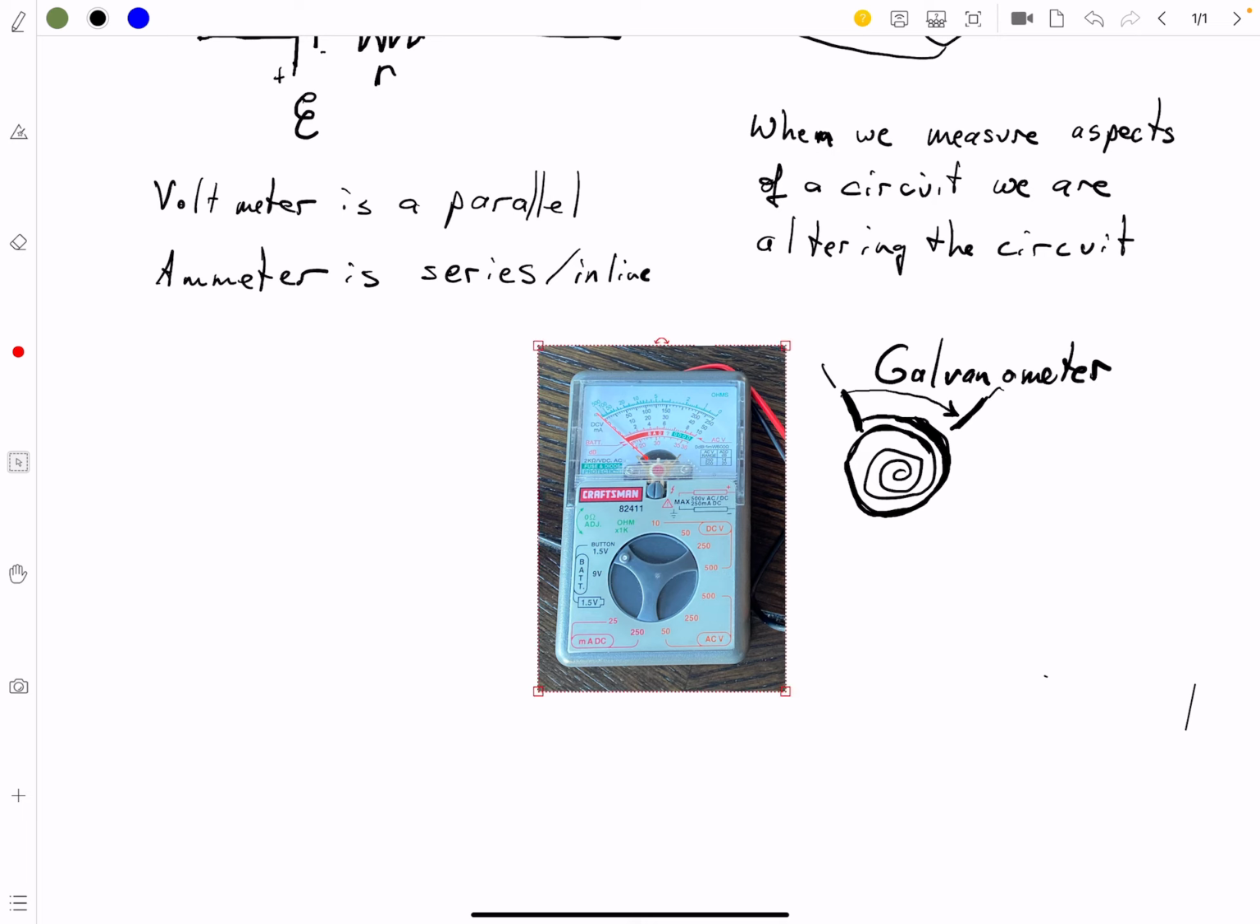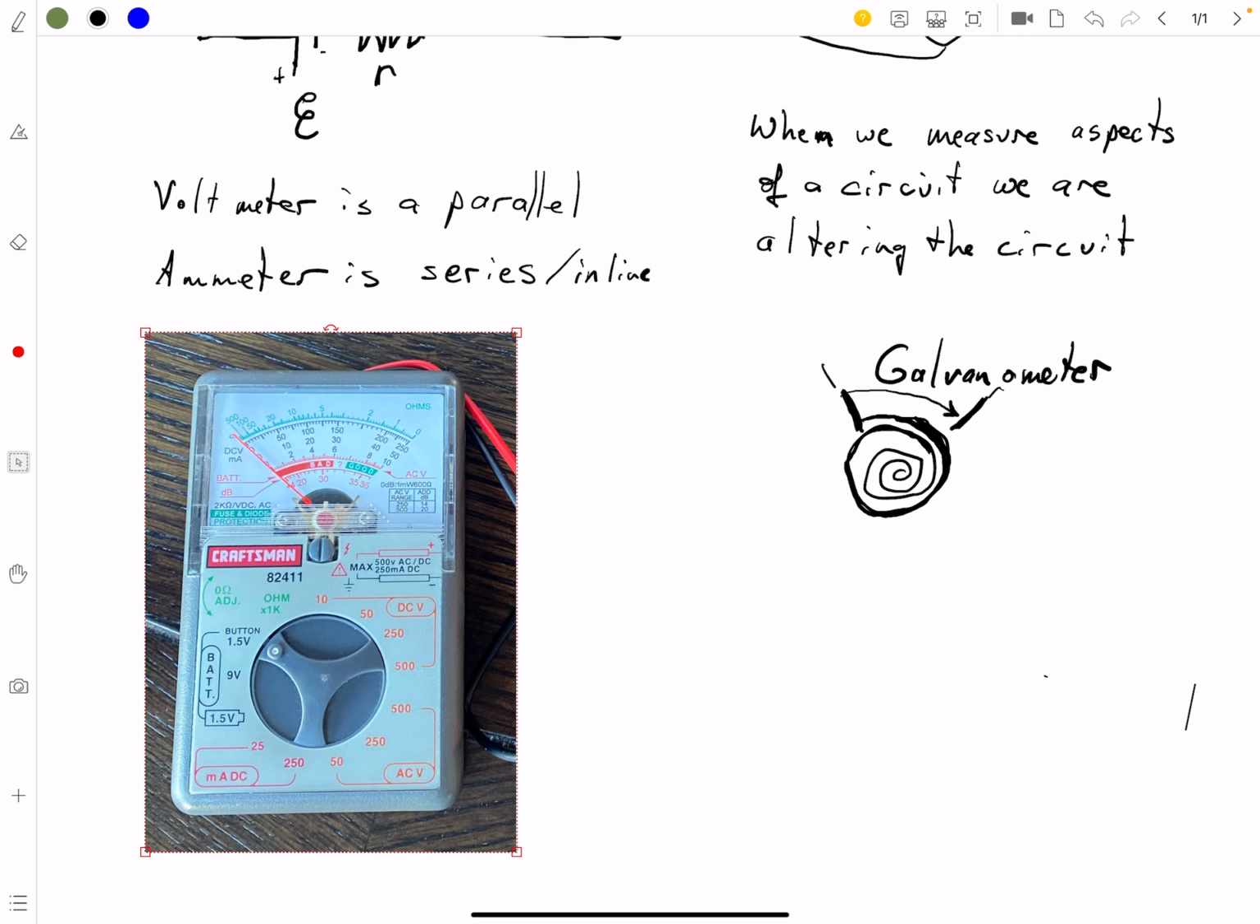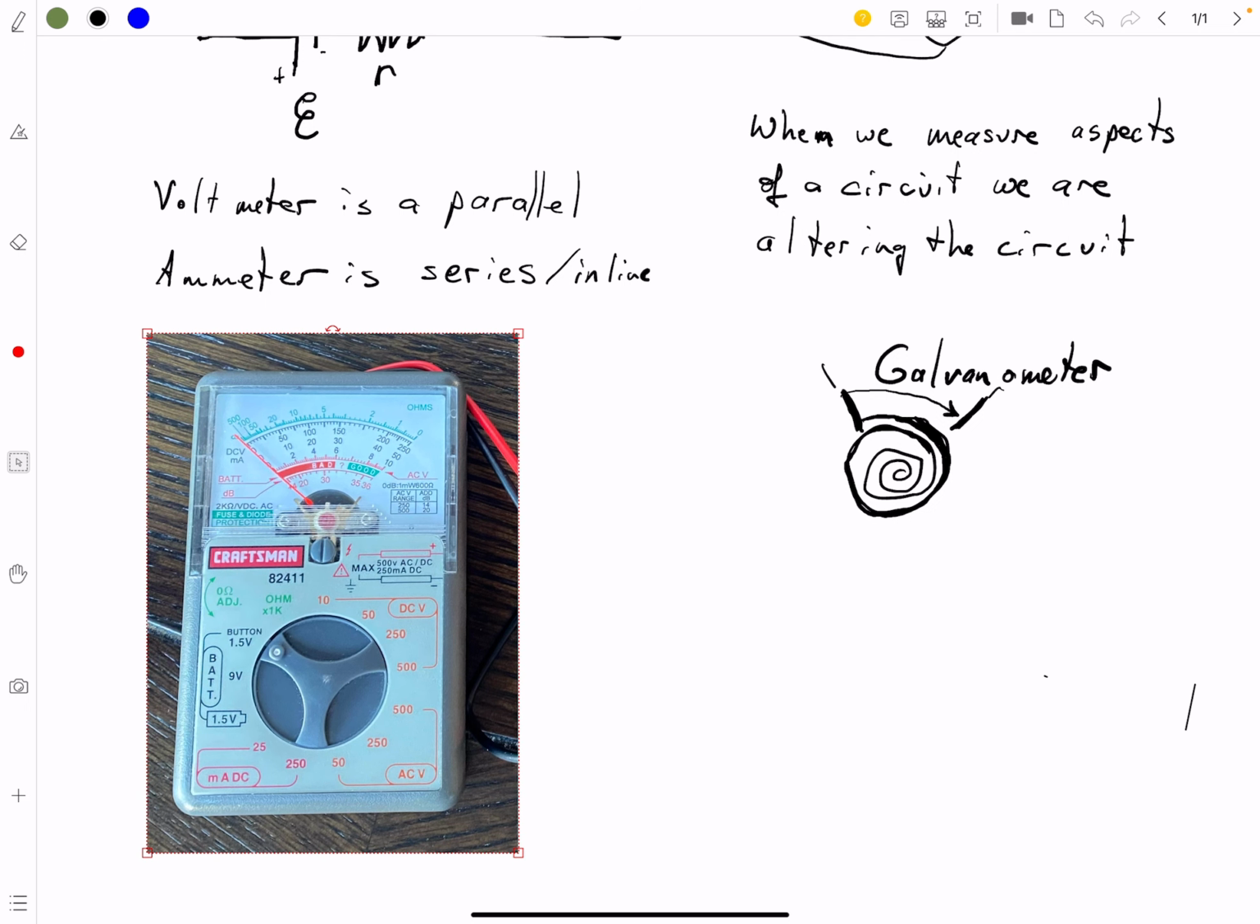It has probes, and we can do whatnot with the probes. Okay, so here's our galvanometer, and if you notice here, I've got DC voltage, I've got AC voltage, I've got current milliamp in DC. I can go up to 250 milliamps.